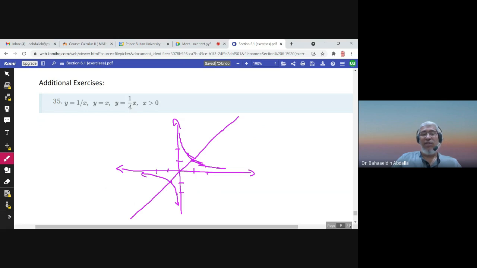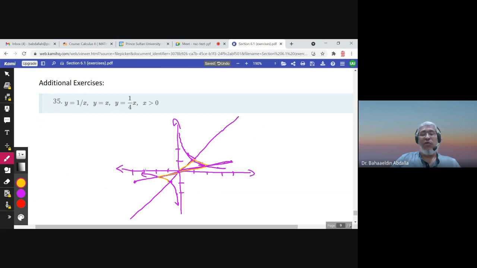Now 1 over 4 x is a straight line. If x is 4, y is 1, so it goes like this. And also if x is negative 4, y is negative 1, so it continues the line in this direction. So this is the line. And the regions between this and this and this is this one. Now this is the curve 1 over x, this is the line y equals x, and this is the line y equals 1 over 4 x. Also here, this is the line 1 over 4 x, and this is the region.